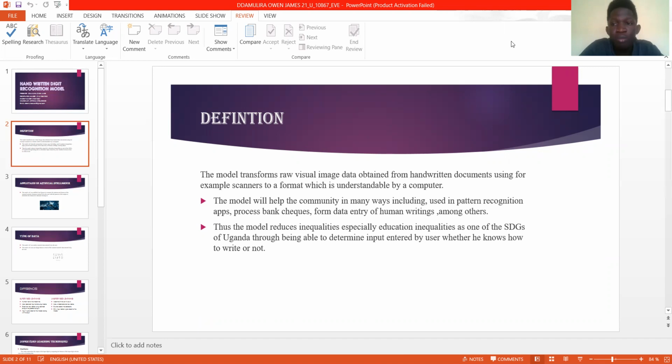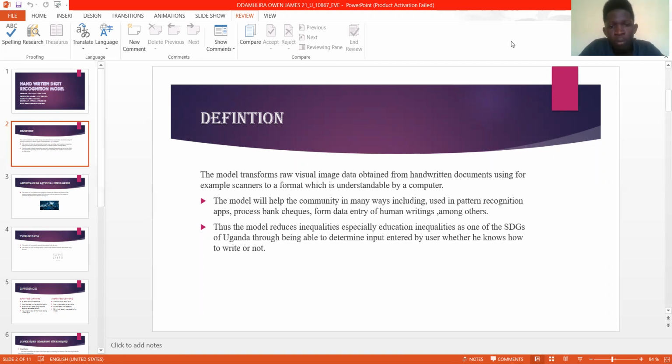So there are systems, there are models, which actually transform that. My model will mainly be handling digits. We scan what you have inserted, and for us, we take it as an image. From the image, we are able to give you the output, so we are able to know that this is an A, this is a line.